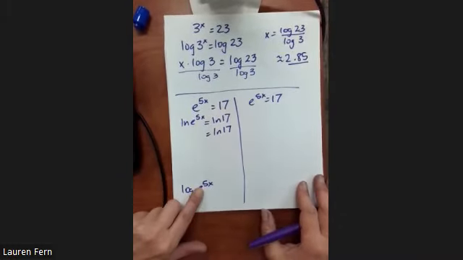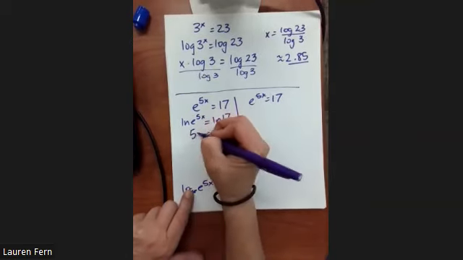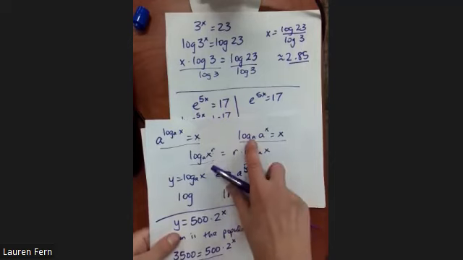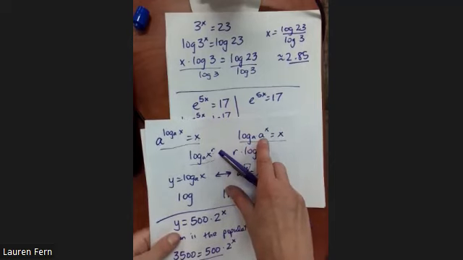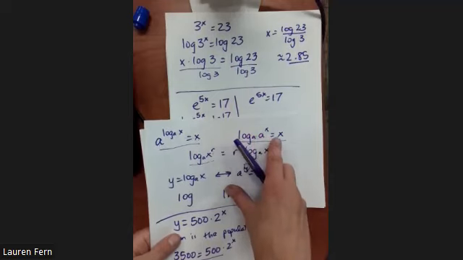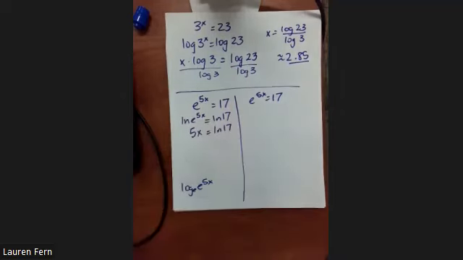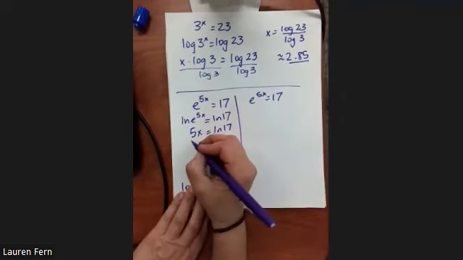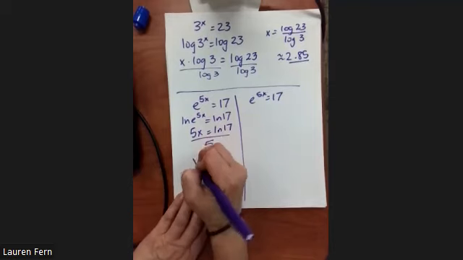And since these match, what are we left with? 5x. What did I use? I used that property. When the base of your log matches the base of your exponent, they're inverses. Bye-bye. You get what you started with. Can I solve for x? Yep, divide both sides by 5.